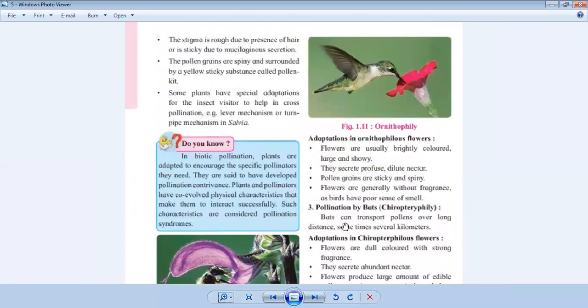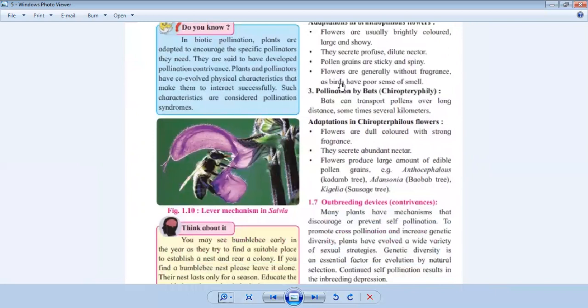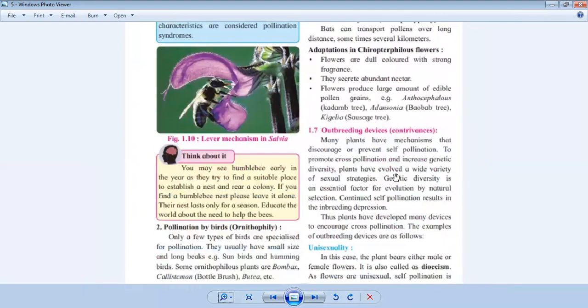Then the next one, that is pollination by bats, which is commonly called chiropterophily, and examples of chiropterophilous plants are Anthocephalus, which is commonly called the Kadam tree, then Adansonia, the baobab tree, and Kigelia. Then other than these pollinating agents, the next topic is outbreeding devices. Again, it is a very important topic which has some importance related to pollination.